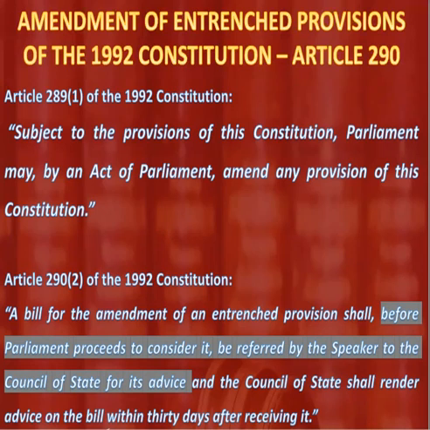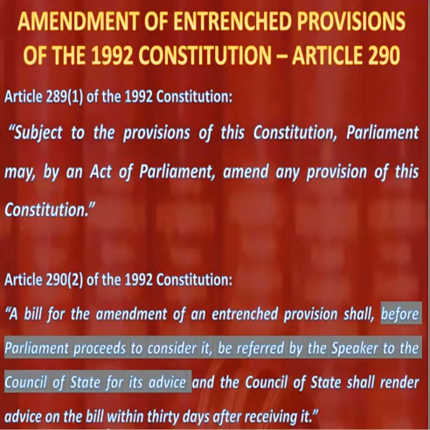It means that, first of all, before we can amend the Constitution or an entrenched provision of the Constitution, there must be a bill. Why must there be a bill? Because we have already mentioned under Article 289 clause 1 that the only way the Constitution can be amended is through an act of Parliament.